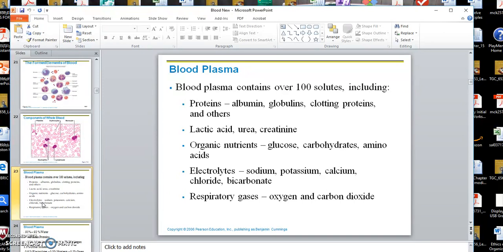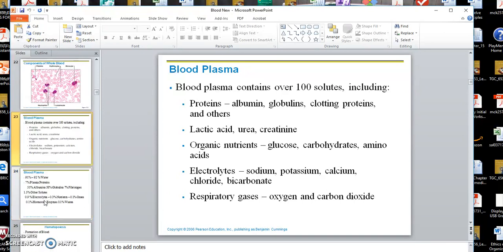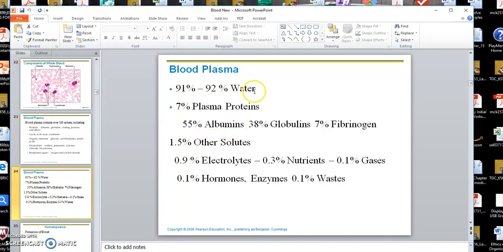Here's your blood plasma. It has a lot of solutes in it. That's the fluid part of the blood. Remember, plasma minus some of the clotting factors is what we call serum. Here's your blood plasma. It consists of about 91 to 92% water. 7% is due to something called the plasma proteins.